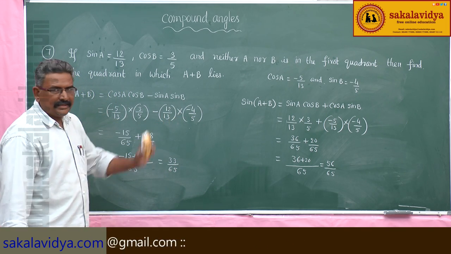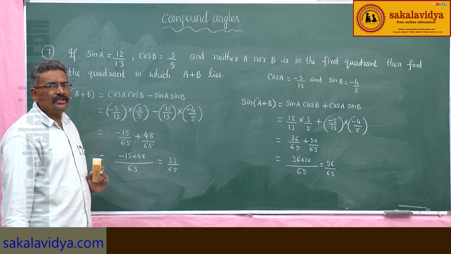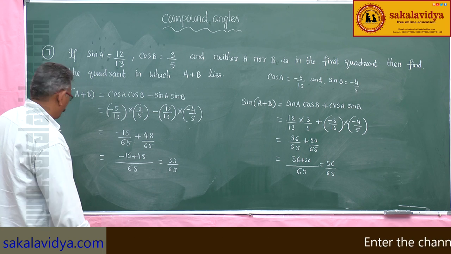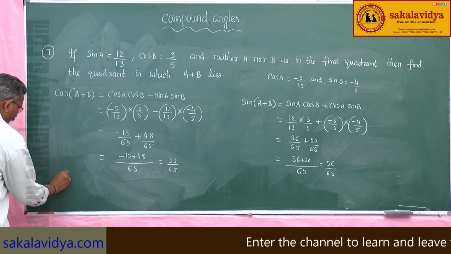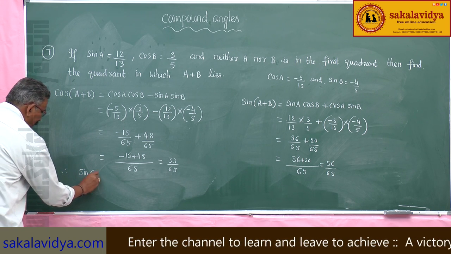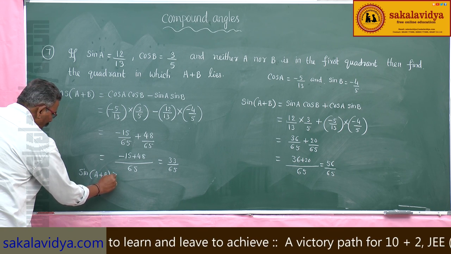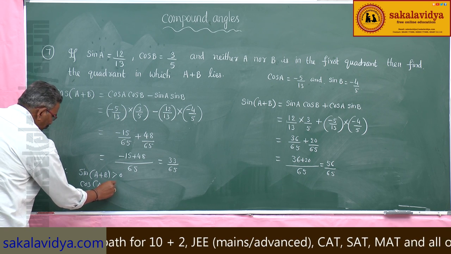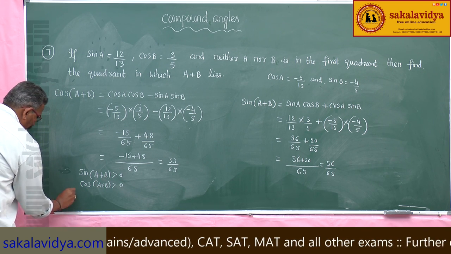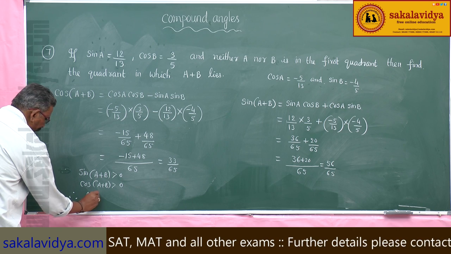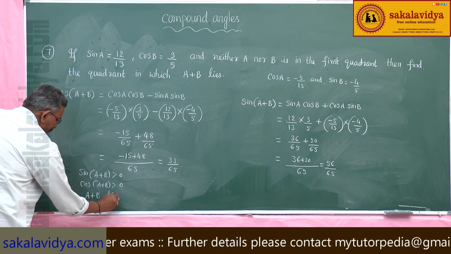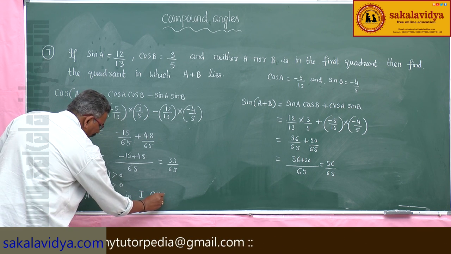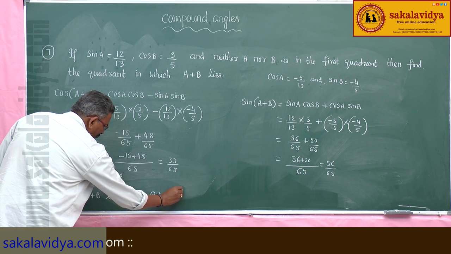In both cases, both are positive. Both are positive means A plus B must lie in the first quadrant. So that means sin of A plus B is greater than 0, cos of A plus B is greater than 0. Therefore, A plus B lies in the first quadrant.